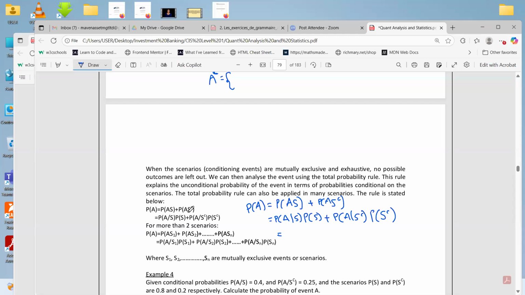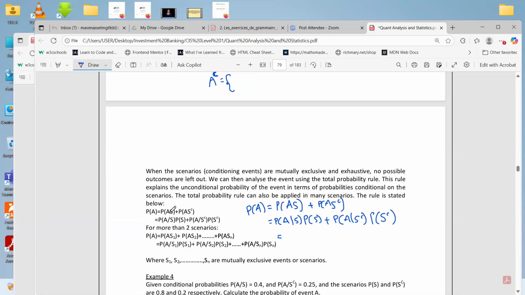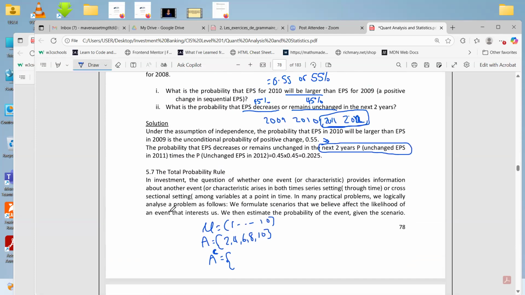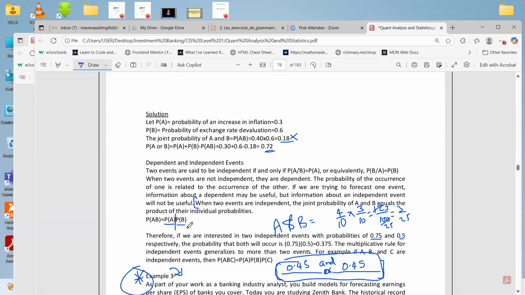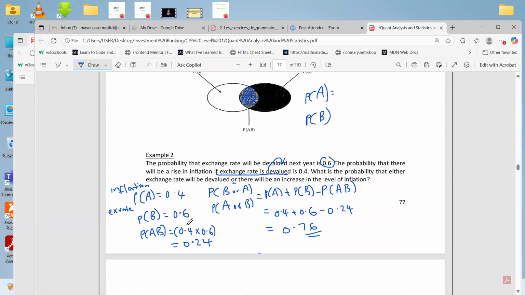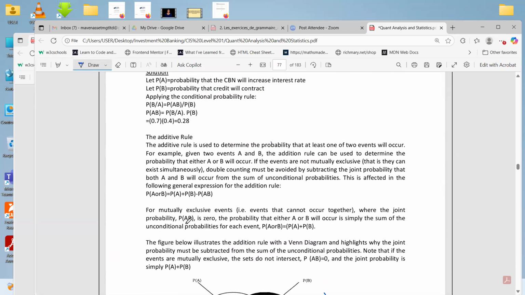Now, what is the probability of A and S? Remember, it's probability of A and S we want to look for. Assume this S is B. Are you with me? Assume this S is B. What is the probability of AB? So I come here. Where is that B from the very get-go? Probability of A and B.